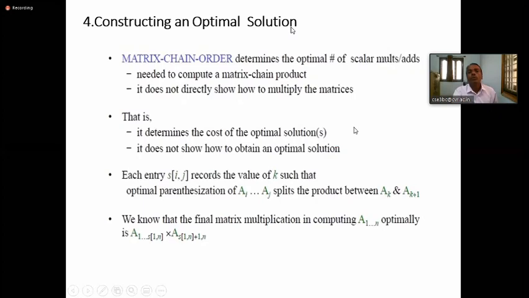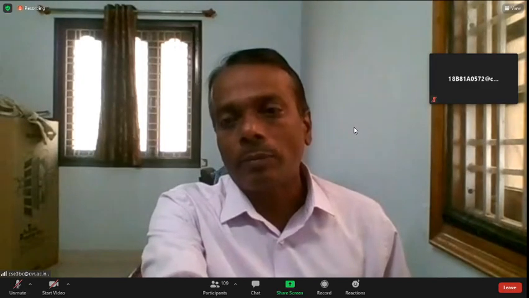Now I'll stop this matrix multiplication. Then I'll move to the next problem. Before going to that, what is the next problem? I'll explain with a small example. Now I explained what is dynamic programming, what is the optimality principle, and how we are going to use this optimality principle.